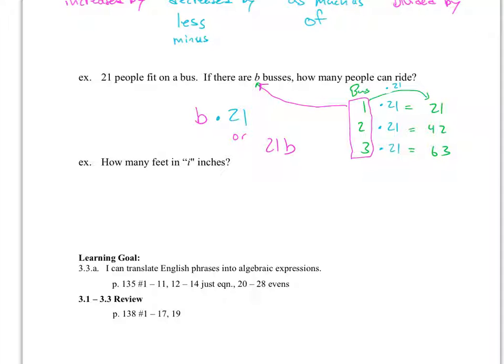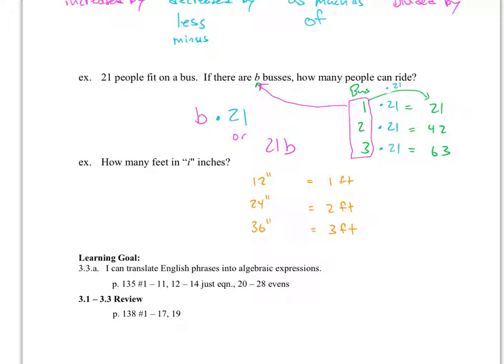Another one. How many feet in I inches? Well, we have to think about something. If I have 12 inches, how many feet is that? That's 1 foot. So this is the inch symbol. If I have 24 inches, that's 2 feet. 36 inches, that's 3 feet.